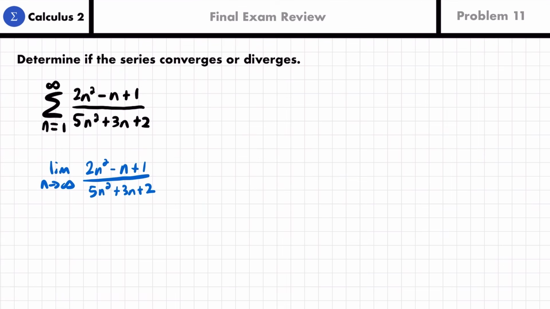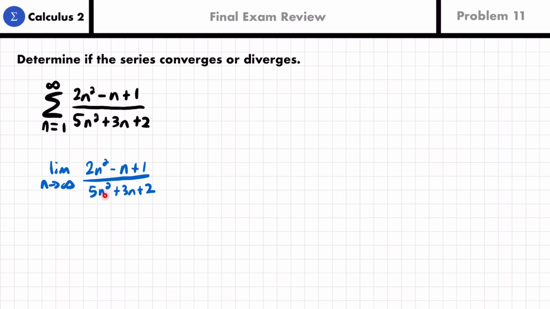Or the third option, if the highest power in the numerator and denominator is the same, then the limit will be equal to the ratio of the coefficients of those terms. And that is what's going on here, right? The highest power of n in the numerator is 2. We have this n squared. And the highest power of n in the denominator is also 2. We have this n squared.